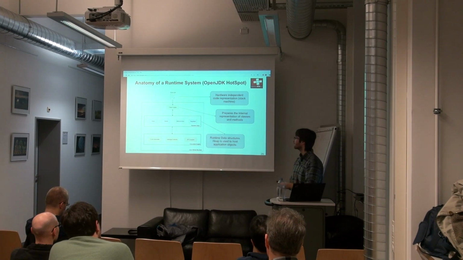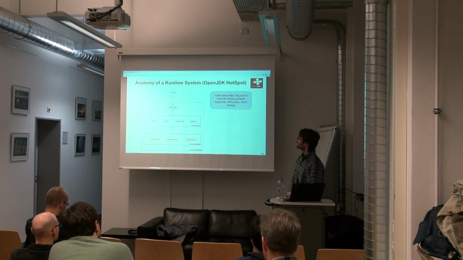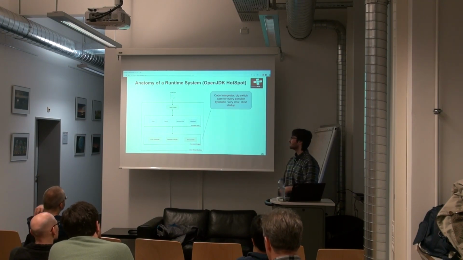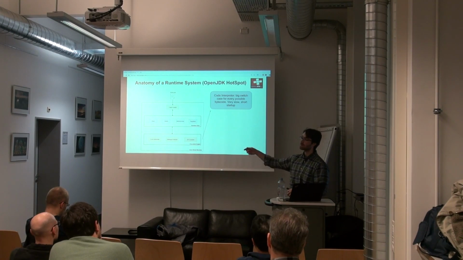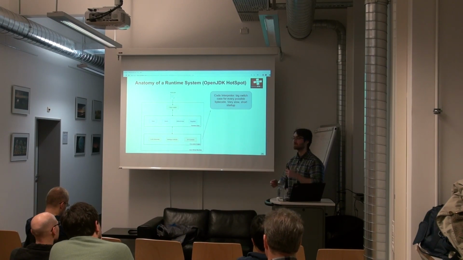Well, sorry. Yeah. So moving on to the execution engine, we have three main things. One is the code interpreter. It basically goes through your code. It has like a big switch case for each possible bytecode, and depending on the bytecode that happens, you're going to execute some code. You have also a JIT compiler.